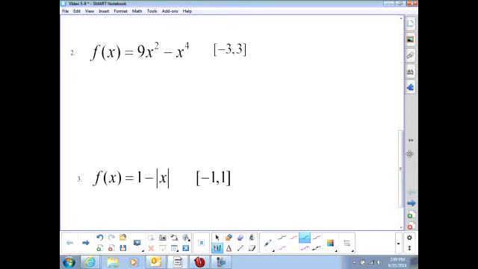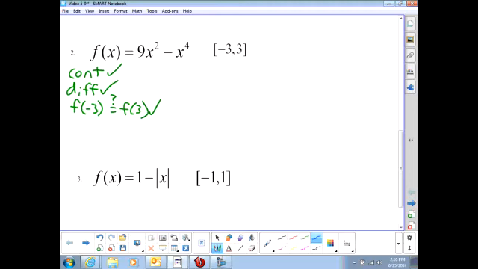Let's try another one. We're working with a polynomial again, so it's continuous. For the same reason, that means it's differentiable. We need to check and see, does f of negative 3 equal f of positive 3? Well, because when you square a negative 3 and raise negative 3 to the 4th, you'll get back the same thing as when you square a positive 3 and raise a positive 3 to the 4th. They are going to be equal. So we didn't even necessarily have to find out the actual value, but we could tell they're equal just because it's an even function.